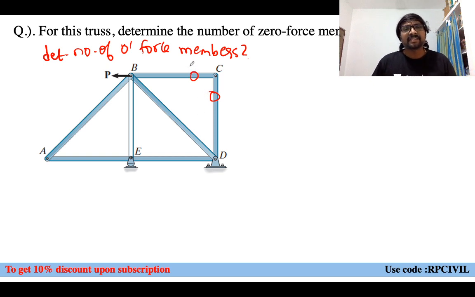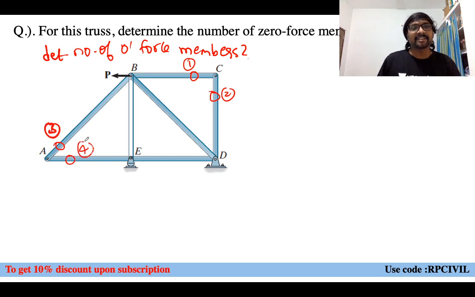This is the first member, this is the second member. This is which case? First case, right? Yes or no? And if you consider this joint A, two members AB and AE. AB and AE are which one? Non-collinear members meeting at the joint A. No external load is present. When there is no external load present, nothing is there to balance. Force in the two members will be 0. So this is the third member, this is the fourth member, let us say. It is also the first case only, right?